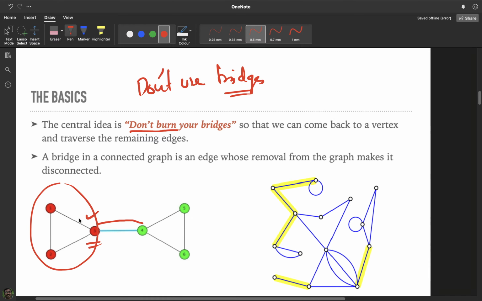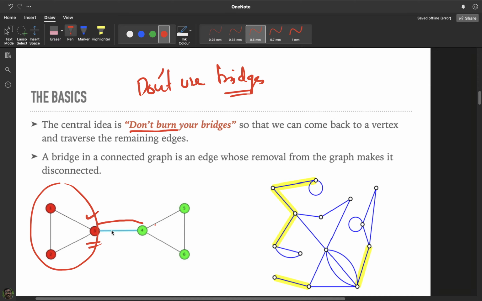So that is why you don't use bridges in the first instance. If you use the edge in the first instance, the problem is that once you cross over this edge to this side, you can't return to this side without repeating this edge again. So you use bridges only in the last instance. In the first instance, you never use bridges. That's the central idea of this algorithm.